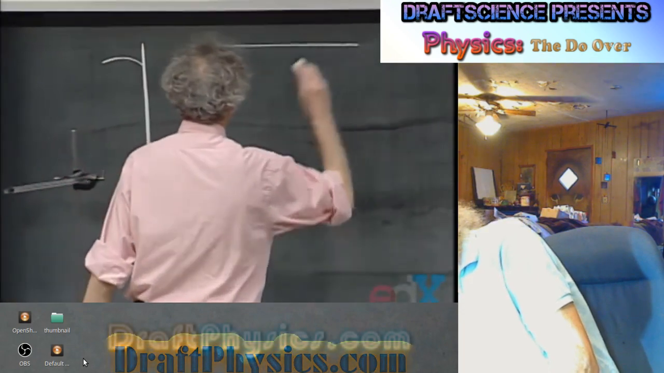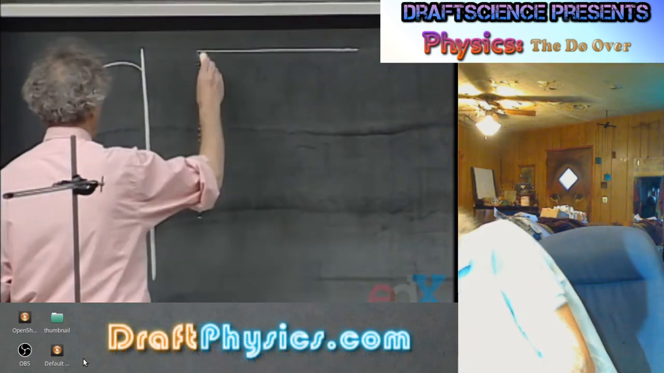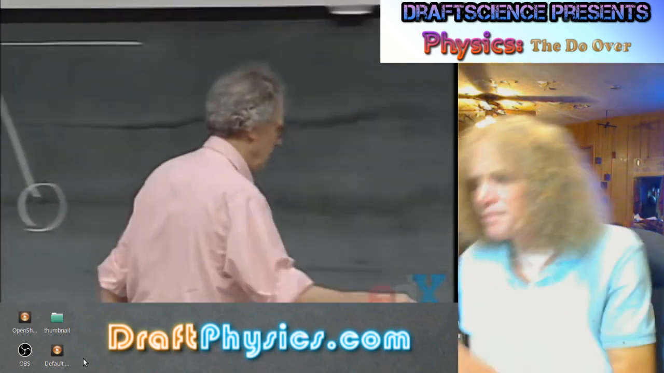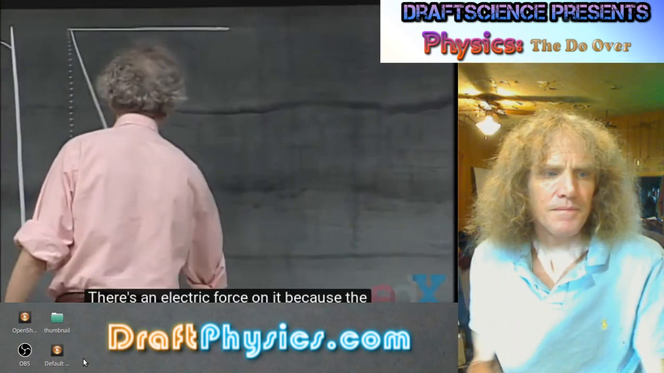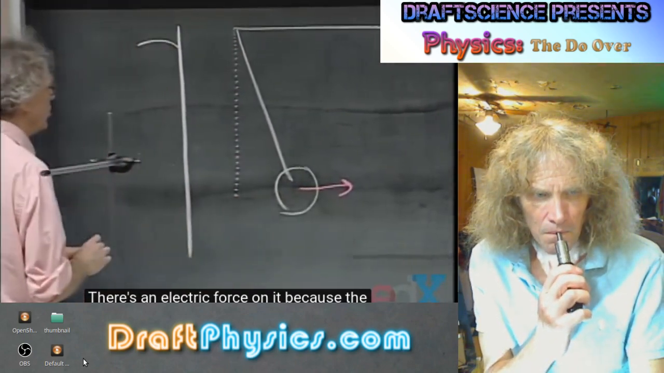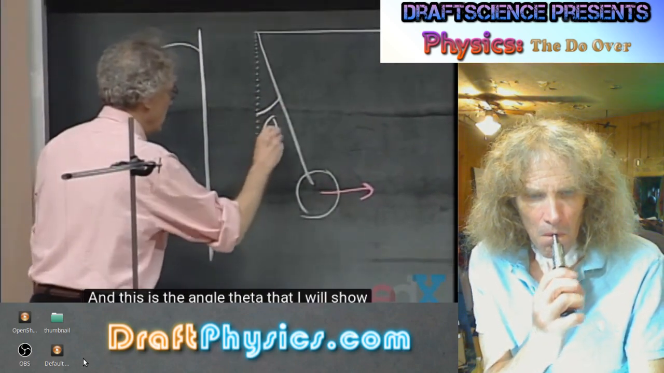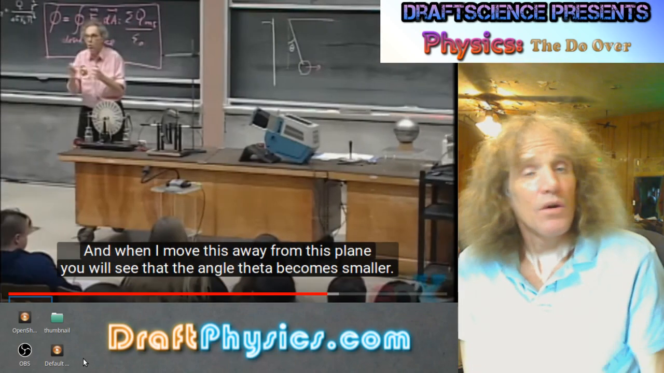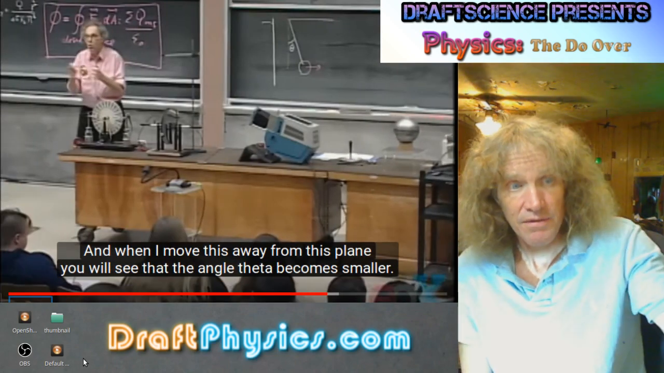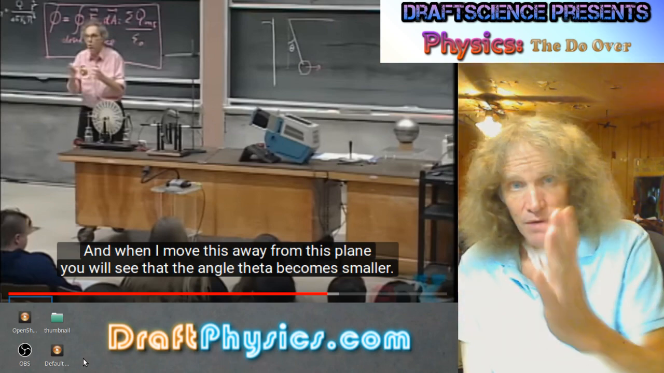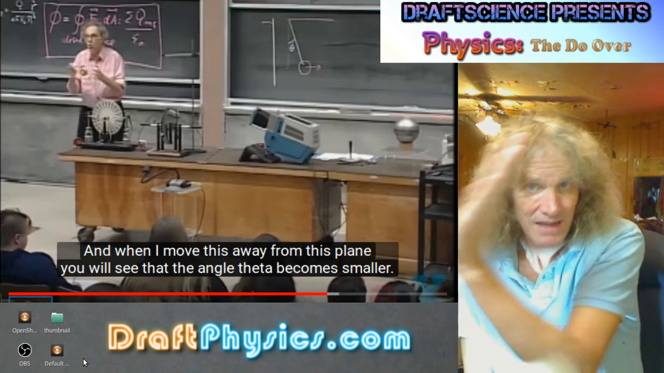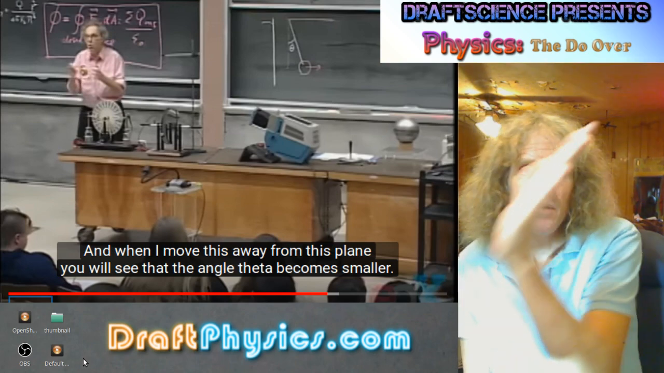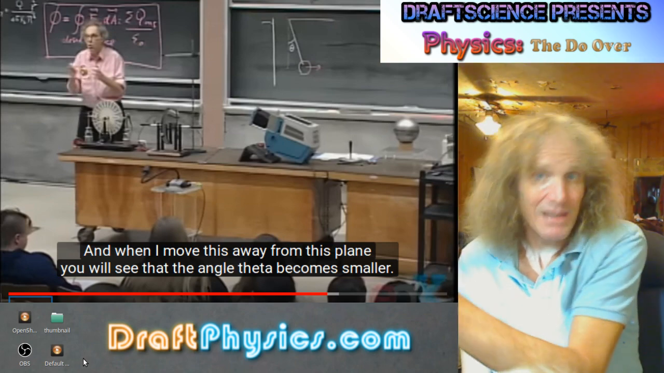So here is my glass rod. This is the vertical. And because there will be a repelling force on this air-filled balloon, there will be an angle. There's an electric force on it because the two have the same charge. And this is the angle theta that I will show you, projected on that wall. It's just a demonstration of the fact that there's no inverse square law, that the angle will stay substantially the same. That is, the intensity of the force will remain constant for quite a distance.